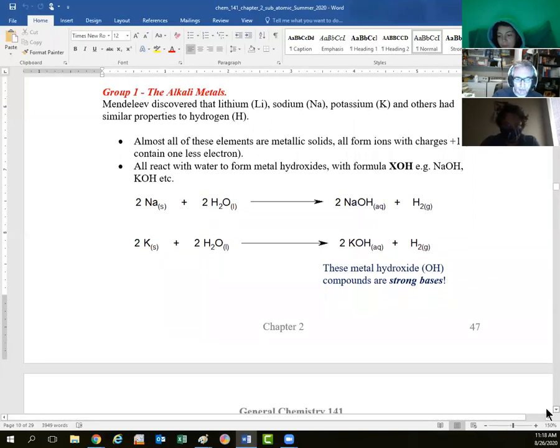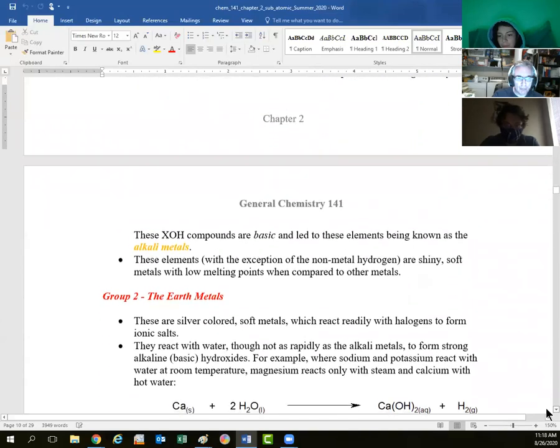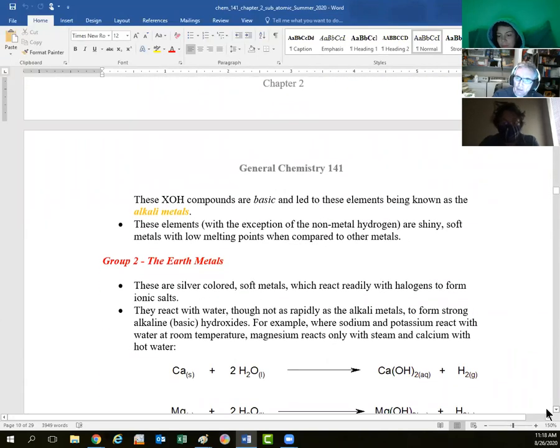The alkali metals are also metals that tend to be very soft. You can usually cut into them with a knife, they're that soft. And they also have relatively low melting temperatures compared to other metals. When I say low, I mean melting temperatures often less than 1,000 degrees Celsius.